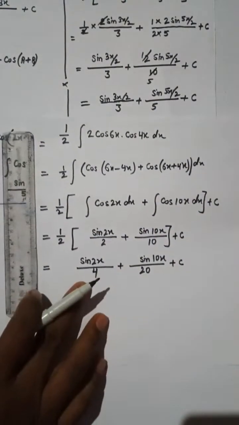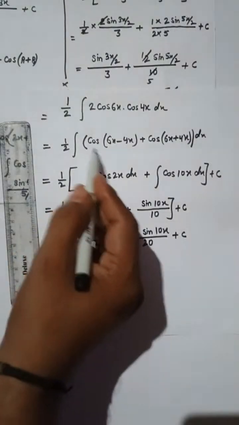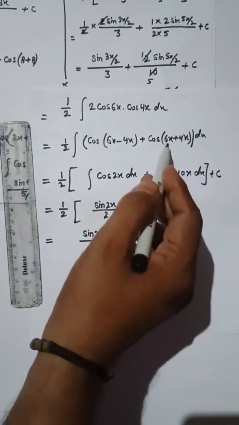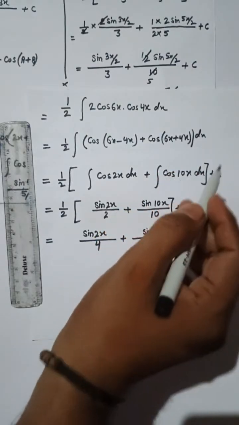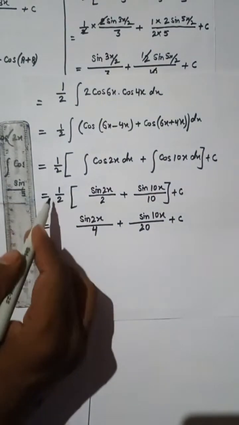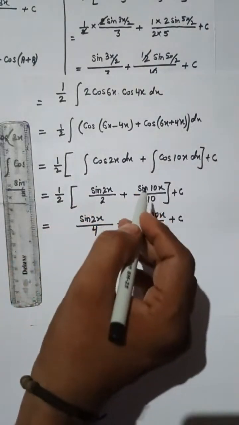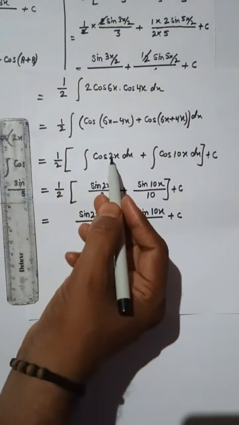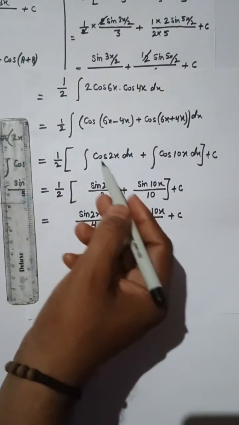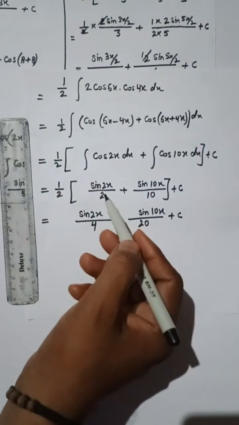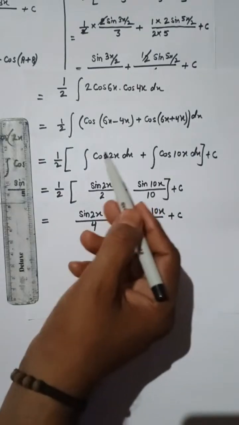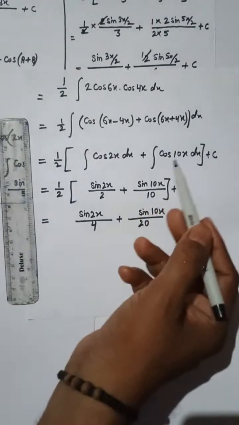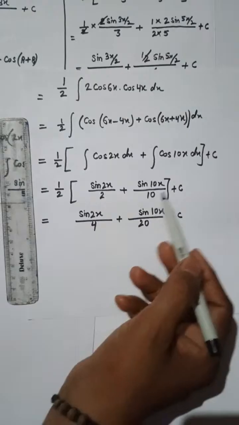And now let's go for another one. Here 1 by 2 integration [cos 2x plus cos(6x plus 4x)], 6x plus 4x is giving 10x, into dx plus c. So we have here 1 by 2 [sin 2x by 2 plus sin 10x by 10] plus c. Why? Because 2 is the coefficient of x, so here we get 2 in the denominator. It is divided by 2, and the integration of cos 10x is sin 10x divided by 10 plus c.